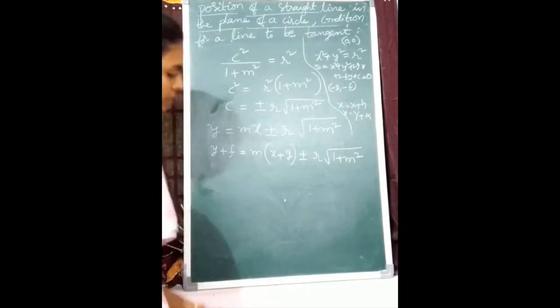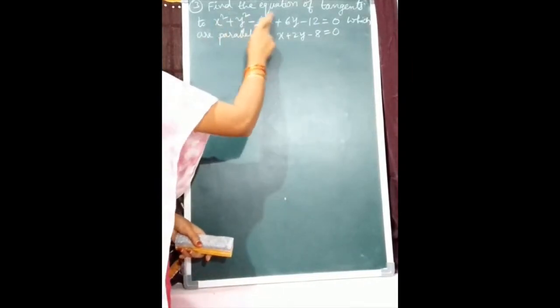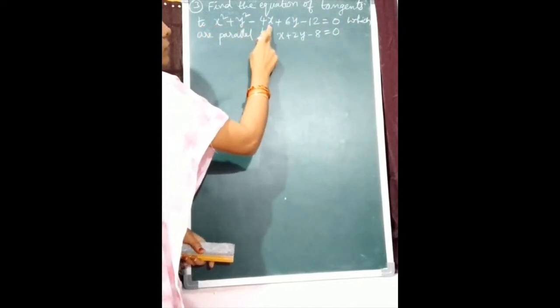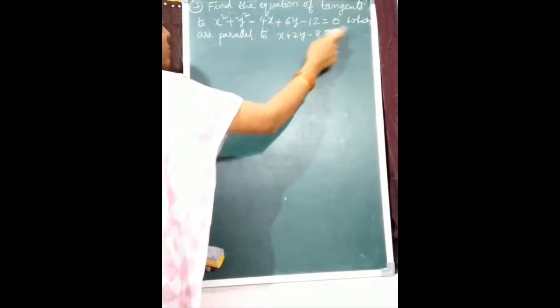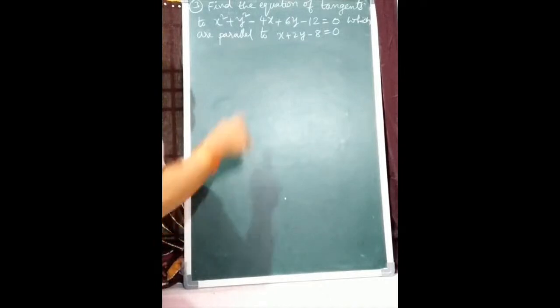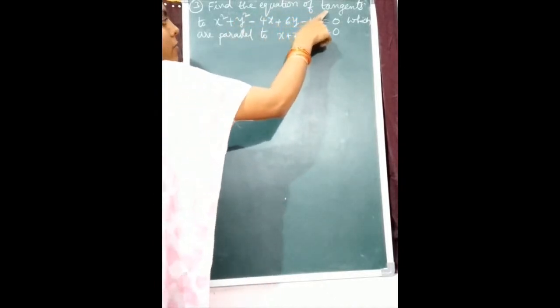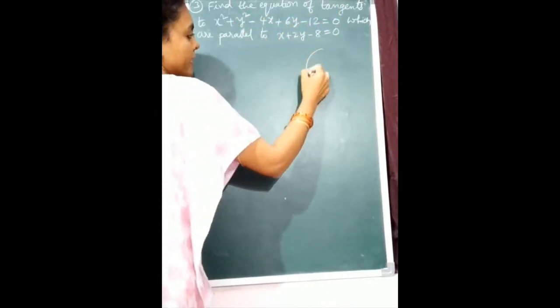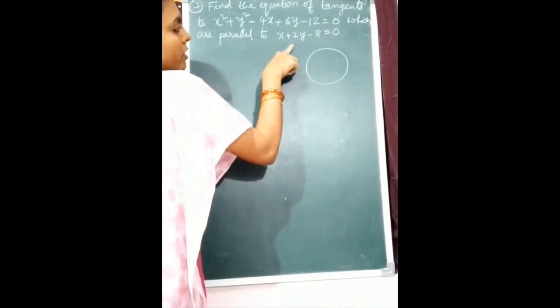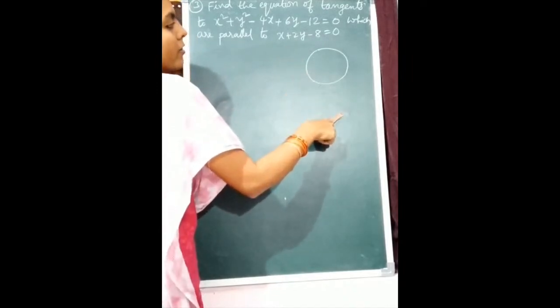For example, find the equation of tangents to x square plus y square minus 4x plus 6y minus 12 is equal to 0 which are parallel to one straight line. So మనం find the equation of tangents. Two tangents equations కట్టాలి. ఎటువంటి tangents అవి? వేరొక స్ట్రైట్ లైన్ కి ప్యారలల్ గా ఉన్నాయి.